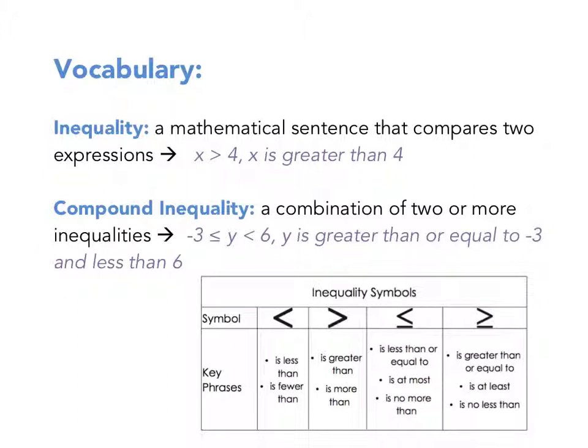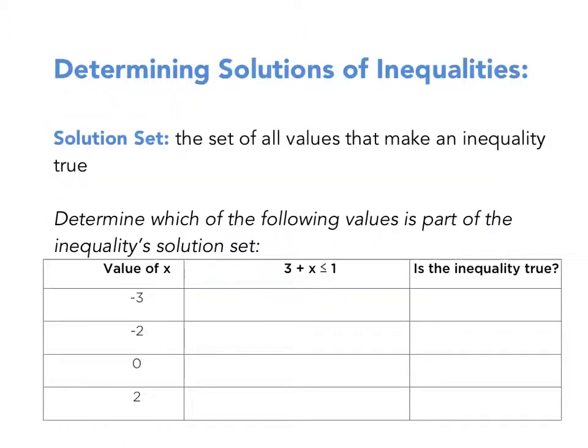Now a compound inequality may be new. It's a combination of two or more inequalities. So how we read this is y is greater than or equal to -3, because the greater than symbol is pointing towards the y, and less than 6. Y is greater than or equal to -3 and less than 6. So we're going to work a little bit with these in this lesson so you can get more comfortable with them.